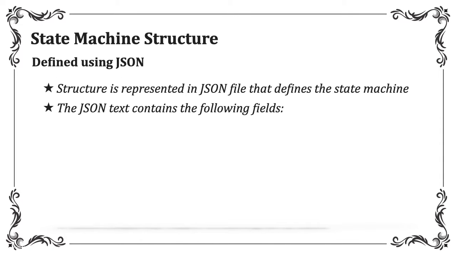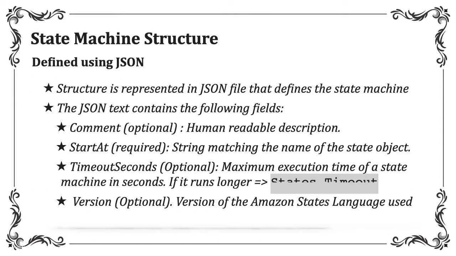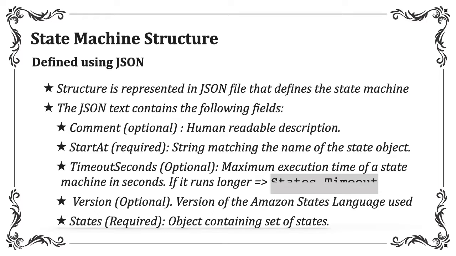State machines are defined using JSON text files that represent a structure containing the following fields. The Comment: this is an optional field and it is a human readable description of the state machine. The StartAt field: this field is required and it is a string that must exactly match. It is also case sensitive. It should exactly match the name of one of the state objects.